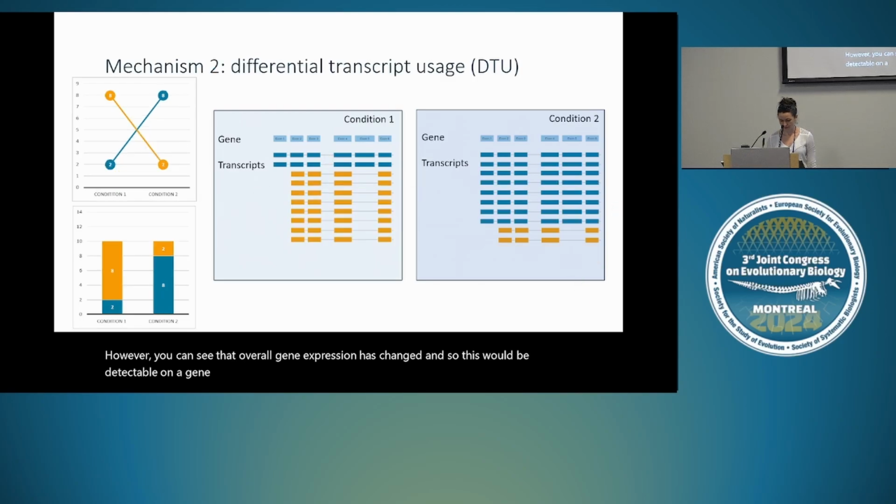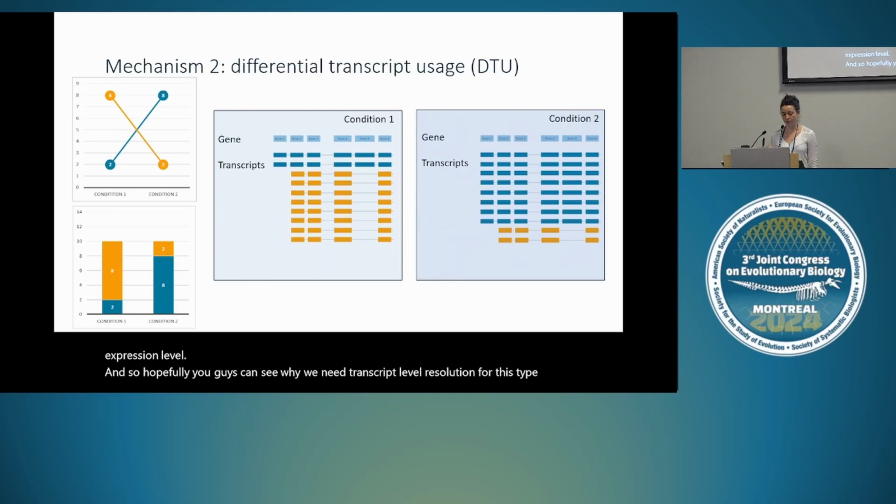As opposed to mechanism number 2, this is differential transcript usage, where here we actually have multiple transcripts basically switching in expression, flip-flopping, where the proportions of the transcripts are changing within one gene. However, overall, this may not be detectable on a gene expression level. And so hopefully you guys can see why we need transcript level resolution for this type of analysis comparing DTU and DTE.